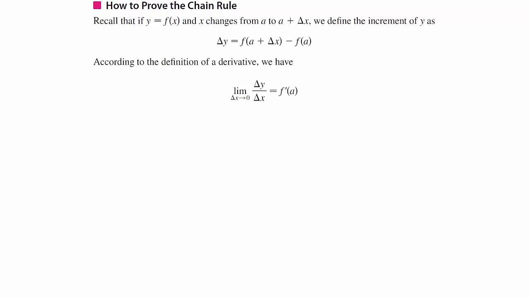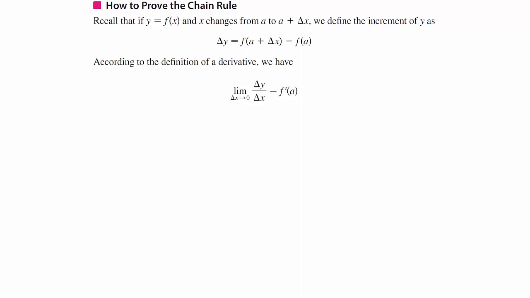So let's talk about the derivative for a little bit. The definition of the derivative is the limit as delta x approaches 0 of delta y over delta x. So that's the definition, but we can also write the derivative in shorthand as f prime of a. I want to emphasize that these two things are the same.